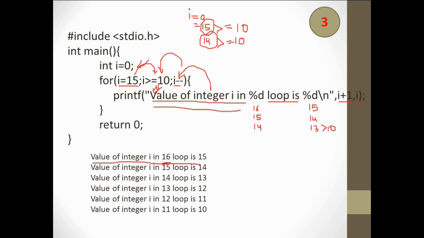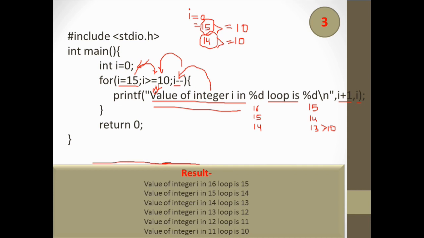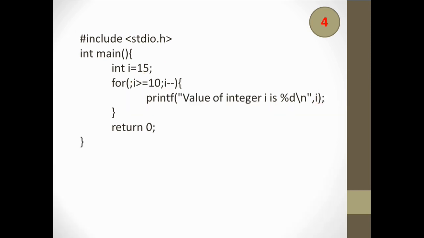Okay, after that what will happen? It will go to the decrement part and decrement the value of I by 1. So now the value of I will become 9, and after that it will check the condition that 9 is greater than or equal to 10. So 9 is less than 10. Okay, so this condition becomes false, and after that it will print nothing. So this is the final output of this program. Okay, so you can check your output and verify what you are getting. Okay, so let's move to the next question.